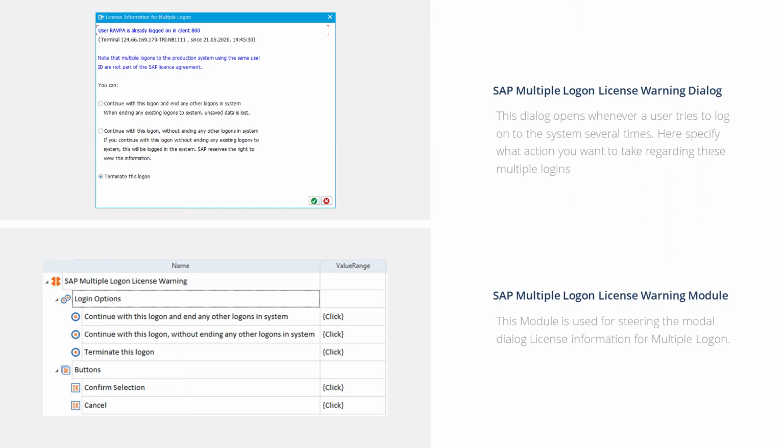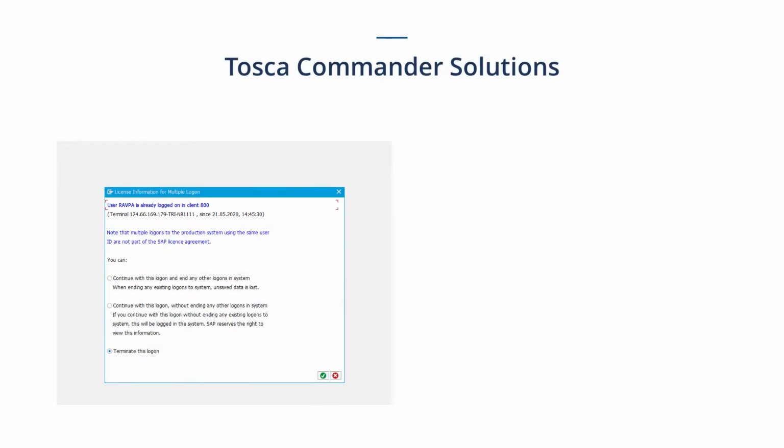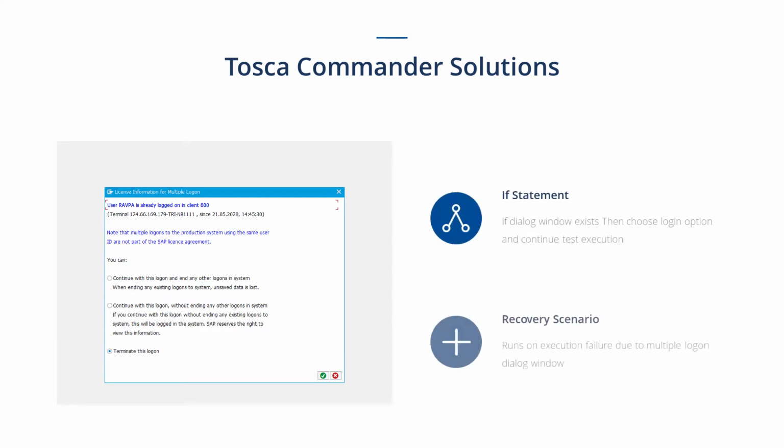However, we will not get this information dialog window every time we sign into our SAP system. So we need to ensure that our test case works when this pop-up dialog window does appear, as well as when it doesn't appear. There are two ways by which we can tackle this situation. First, using the if statement in Tosca Commander, and second, by using a recovery scenario.